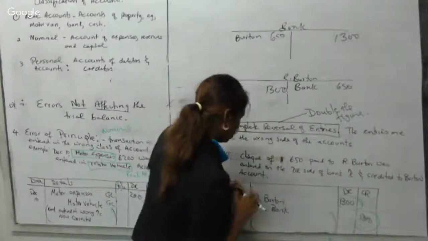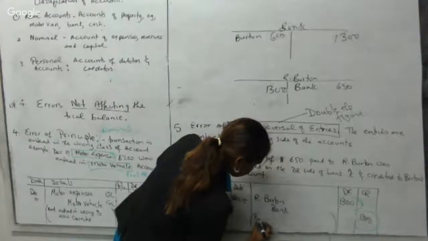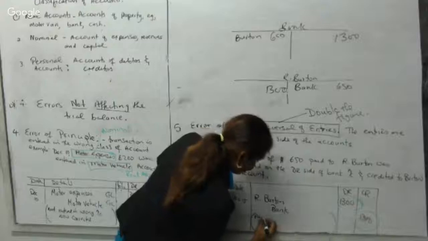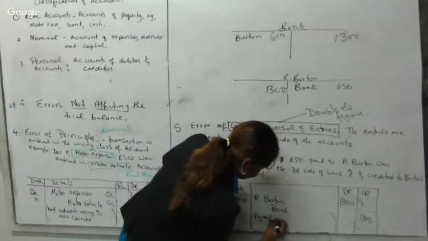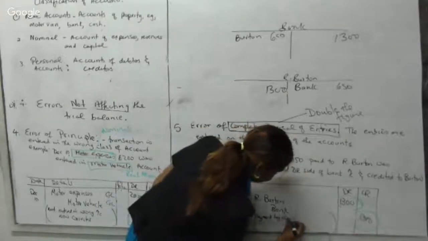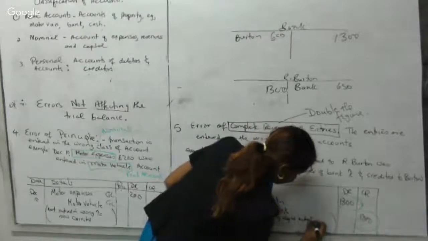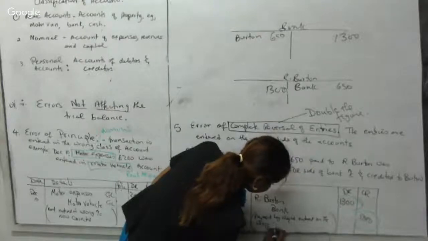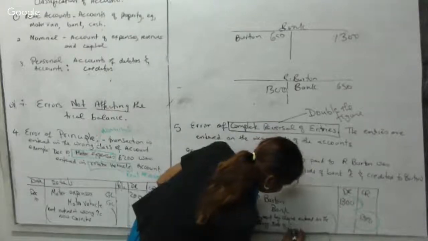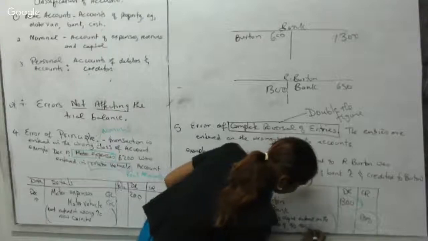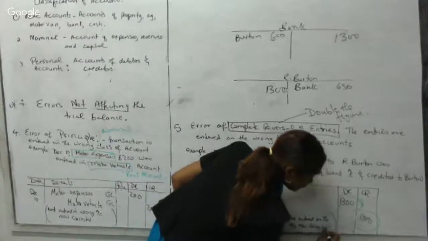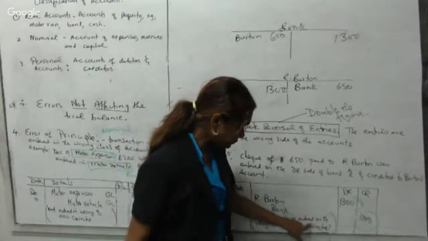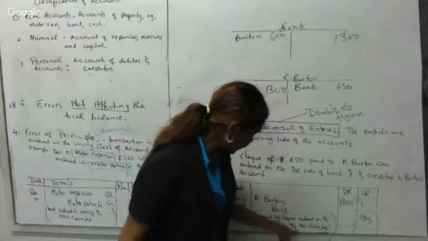Credit and debit transfer entered incorrectly. Payment by check entered on the wrong side of the accounts. No, correct. But this is payments by check, entered on the wrong side of the account.